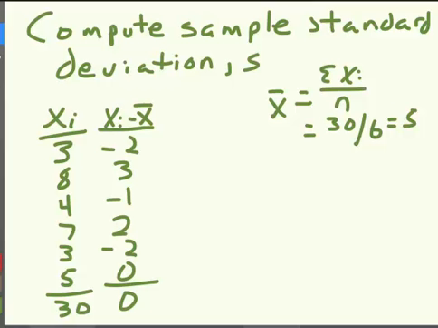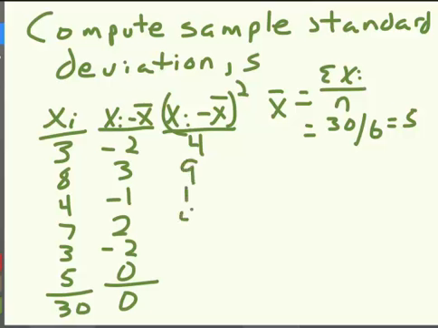Which, if we want to get something that's sort of the average distance from the mean, we'll have to find some way to make all of these deviations positive. And the way that works out best for many applications in the field of statistics is to square those deviations. So the minus 2 squared is 4, and so on. And that all adds up to 22.